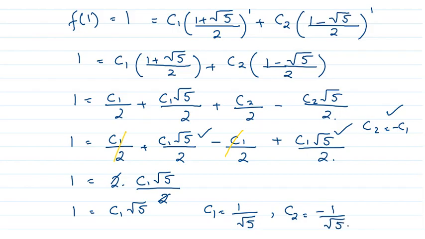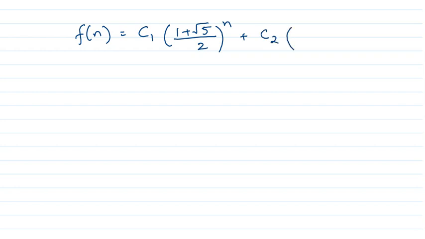So let me write the final solution here. The final solution f of n, let me write the previous one first: 1 plus under root 5 by 2 raised to the power n plus C2 times (1 minus under root 5 by 2) raised to the power n.